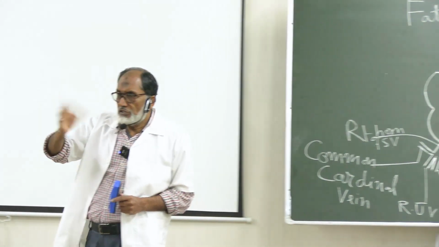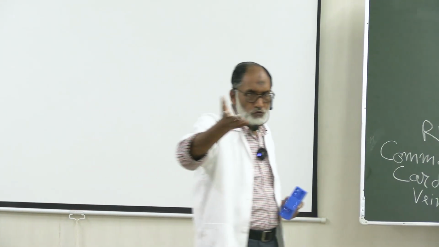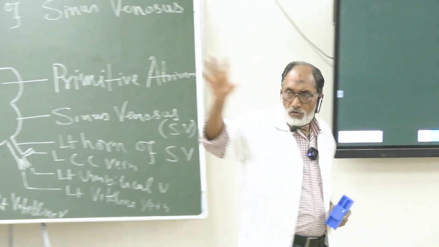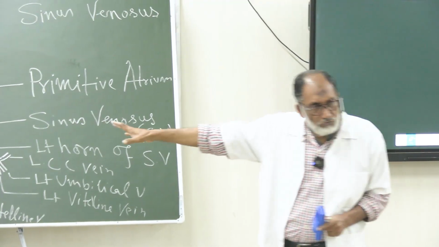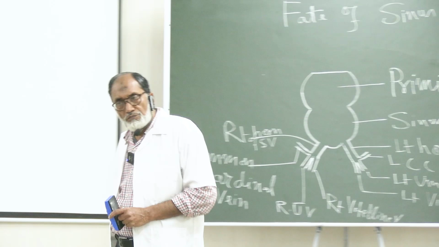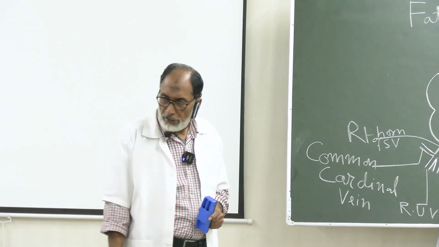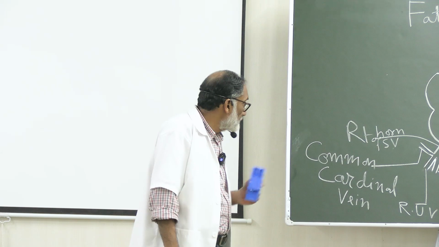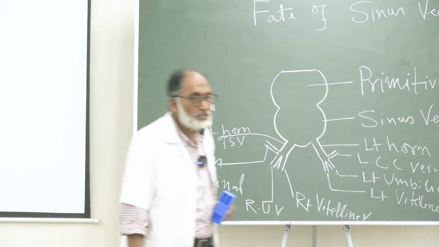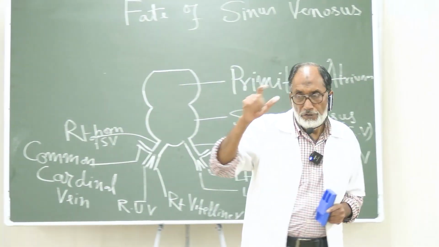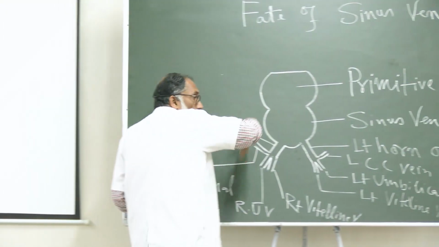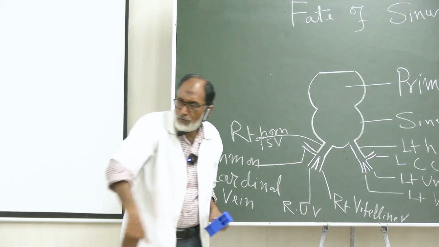And you know these veins are coming from which source? Umbilical vein, that is coming from the placenta and chorion. Vitelline vein is coming from the wall of the yolk sac, and cardinal vein is coming from the body wall. It has got two parts, anterior and posterior. Anterior part from anterior body wall and posterior part from posterior body wall.